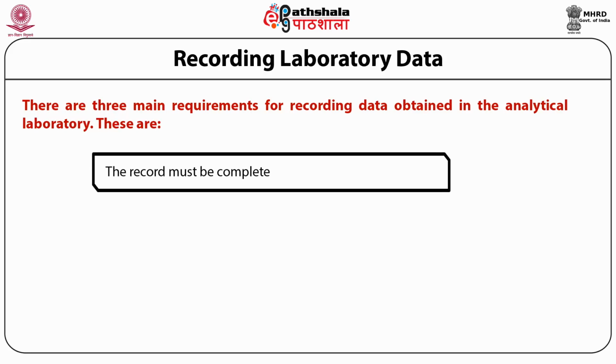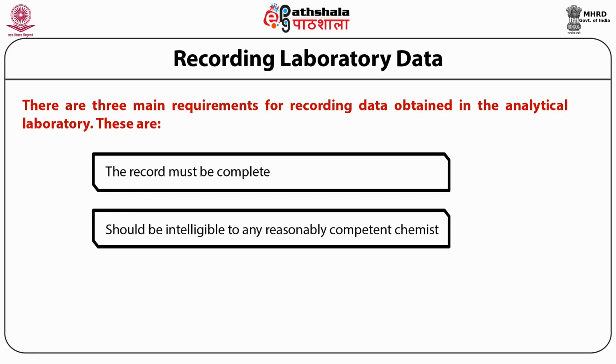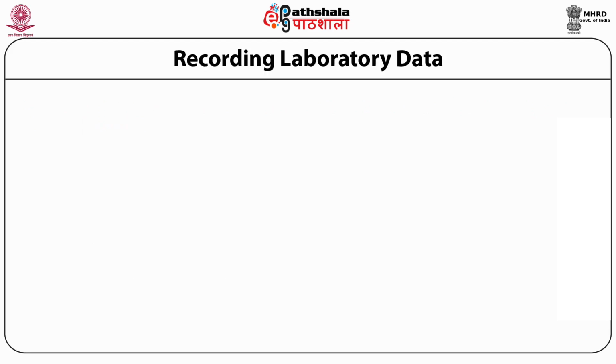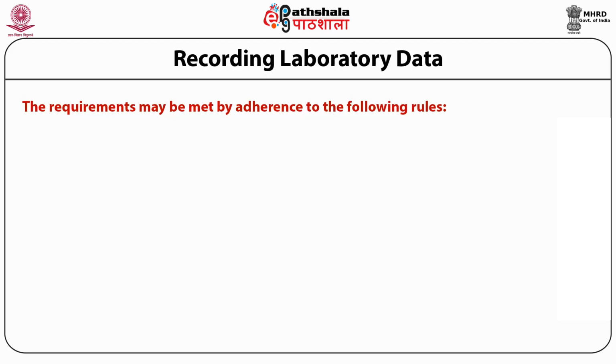Number one, the record should be complete. Number two, it should be intelligible to any reasonably competent chemist. And number three, it should be easy to find on short notice. The requirement may be met by adherence to the following rules.